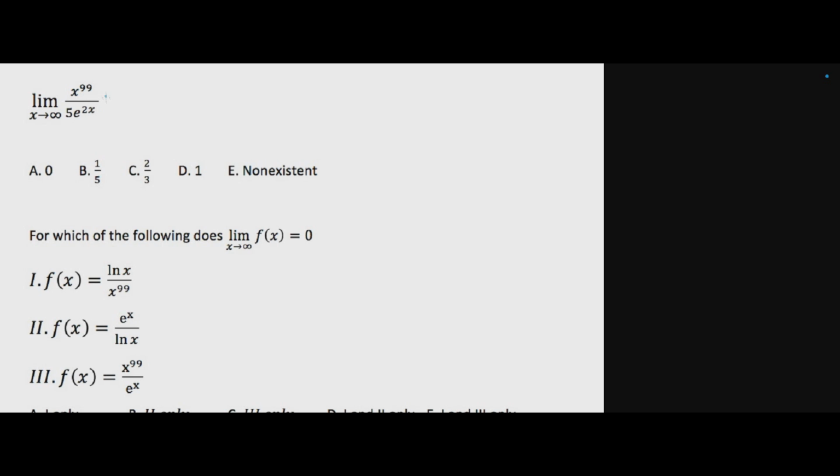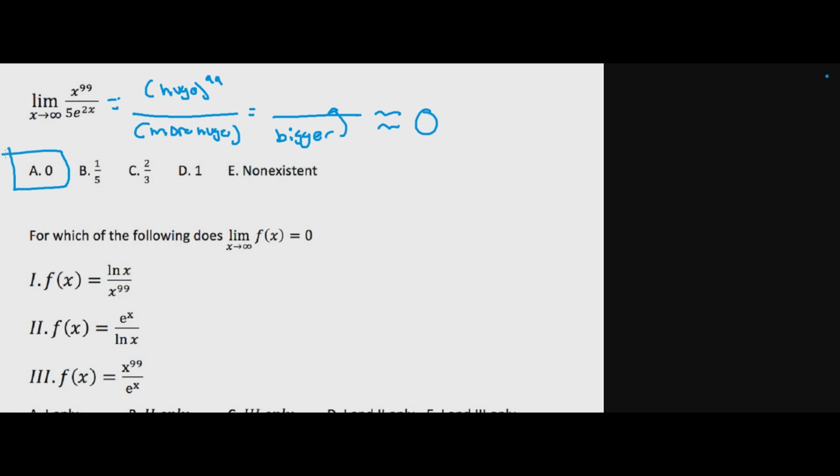And so basically if I plug infinity here, I'm going to get some number that's going to get huge, right? This is going to be pretty big because it's all raised to the 99. Well, because I have exponential, this is going to be even more huge. It's going to be way bigger. Therefore, the denominator is bigger than the numerator, and so it's going to approach closer and closer to 0. And that's my answer there.